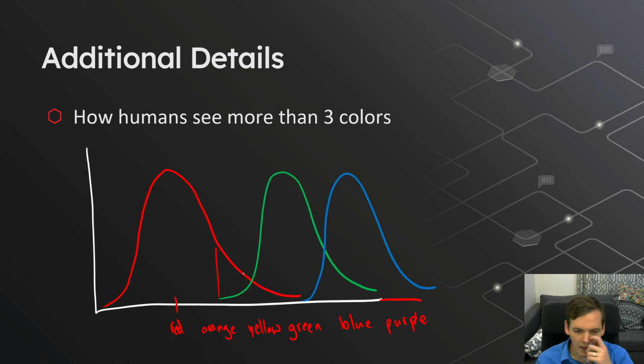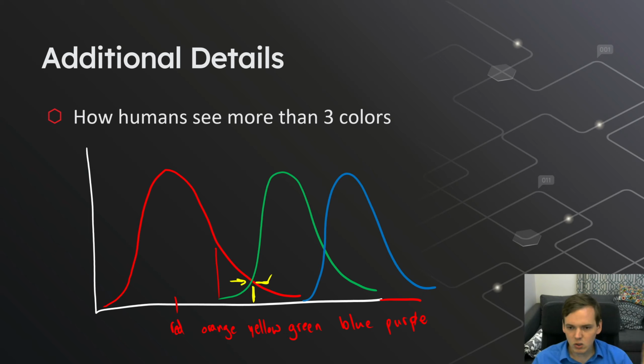So now what that means is if you have yellow light in here, what's going to happen is your red cones activate a little bit, and your green cones activate a little bit, and your brain then knows, okay, I've got some red and some green, so it must be a color in between red and green. And that's how our brain interprets the color yellow.